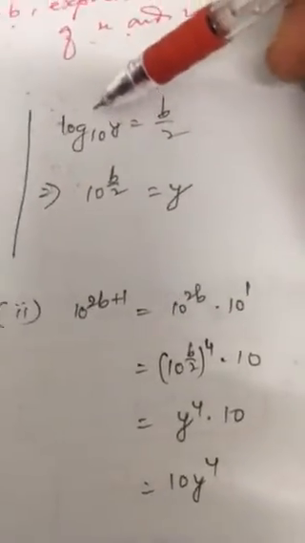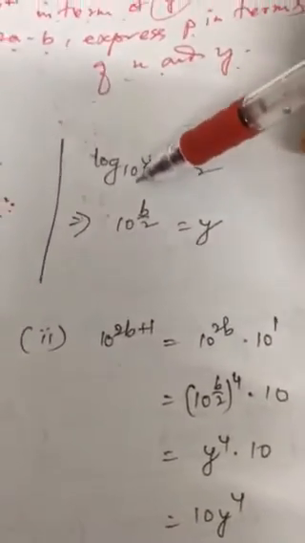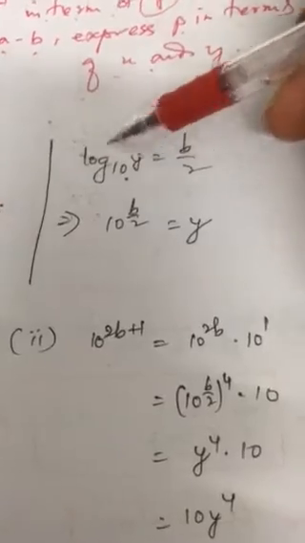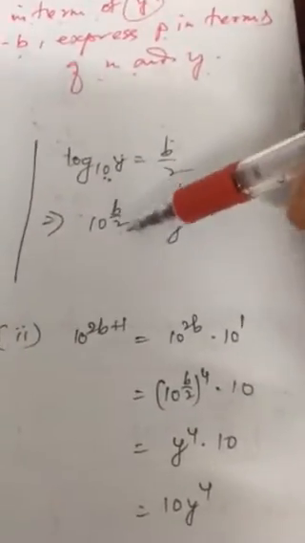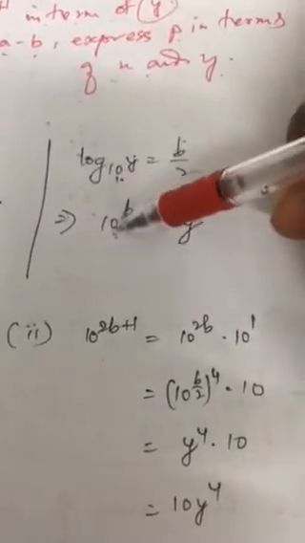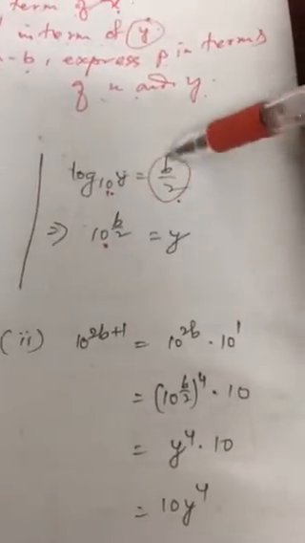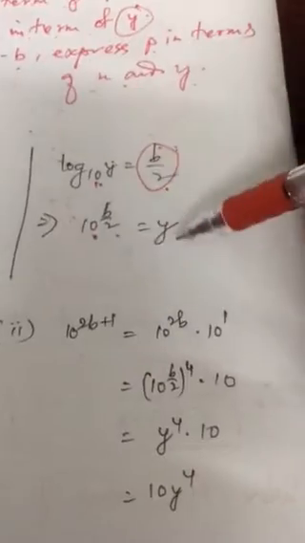Here, log of y to the base 10 is b/2. It means 10 is the base and b/2 is the index, so 10 to the power b/2 equals y.